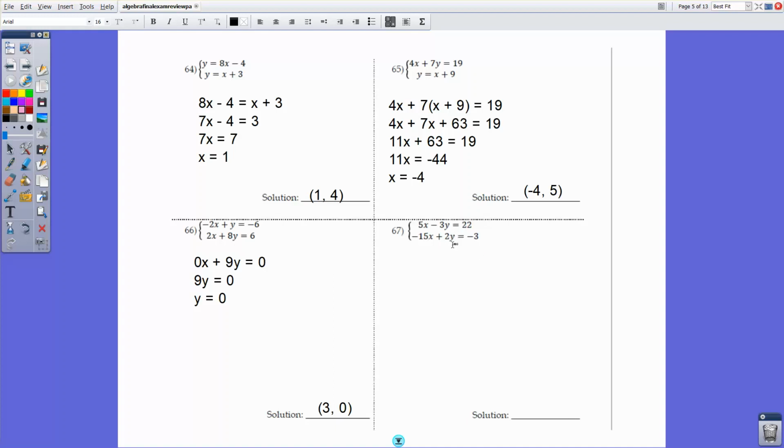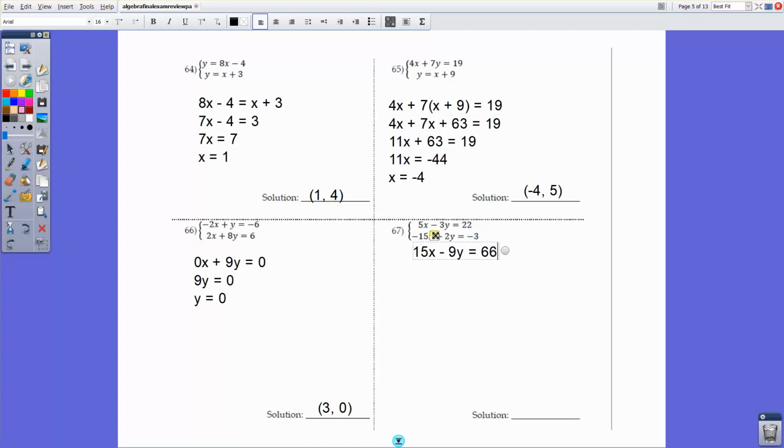For 67, we can use elimination here, but we actually have to multiply one of the two equations first to get opposite terms. So since I already have a 5x and I have a negative 15x, I can just take this first equation and multiply it by 3. And if I do that, that would rewrite that equation to 15x minus 9y equals 66.